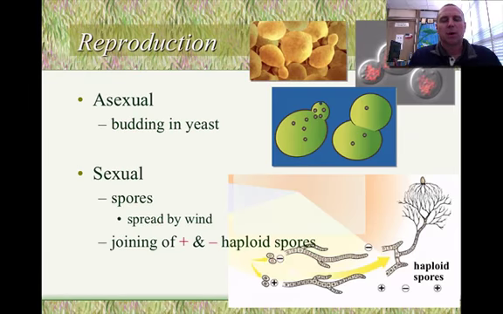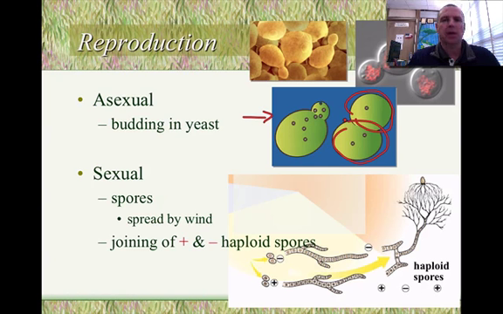Now, reproduction-wise, like I said, they can do asexual and sexual reproduction. Asexual is usually done by budding, which is illustrated up here in this picture, in which a small piece would break off and form two separate organisms. That's budding, or asexual reproduction.